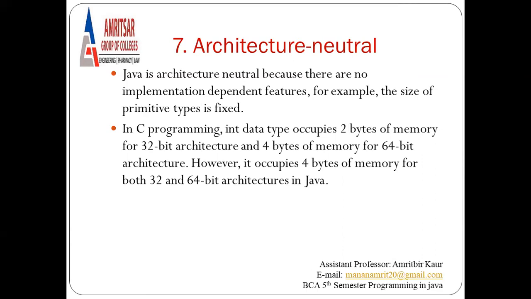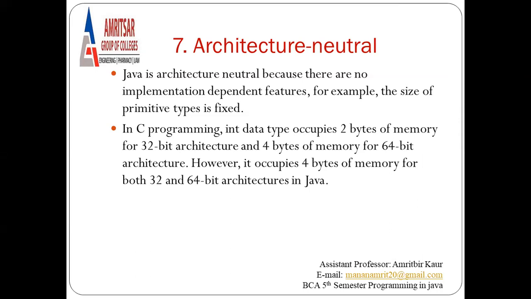Then architecture neutral means not depending upon the system architecture. So Java is architecture neutral because there are no implementation dependent features. For example, the size of primitive types is fixed. Now let's discuss it with the help of an example. In C programming, the int data type, meaning integer, occupies 2 bytes of memory for 32-bit and 4 bytes of memory for 64-bit architecture. If we are working on 32-bit architecture, integer will take 2 bytes, and if we are working on 64-bit architecture, it will take 4 bytes.